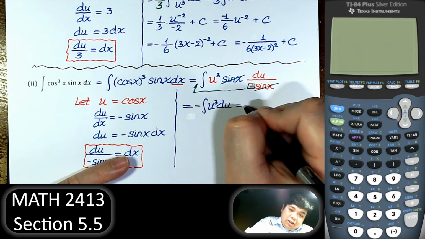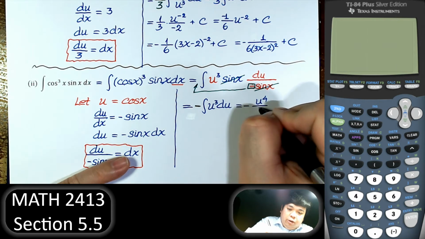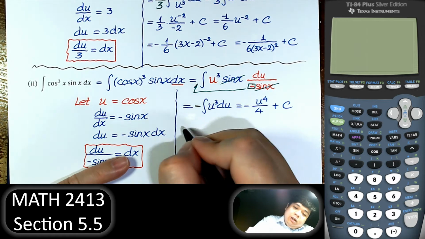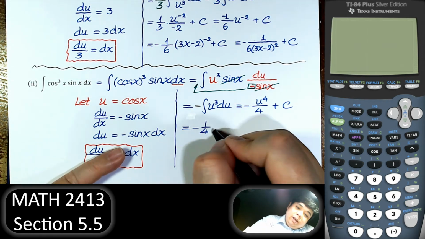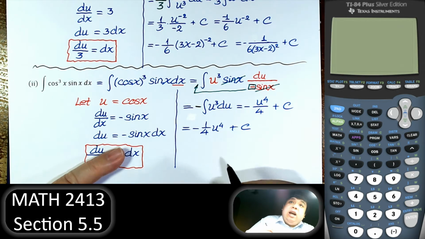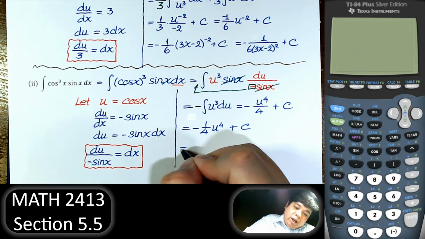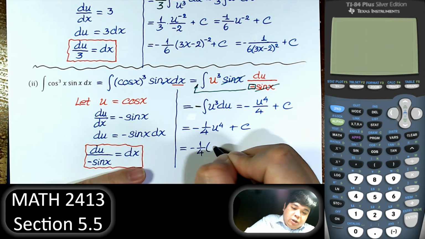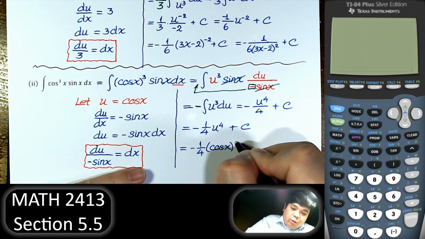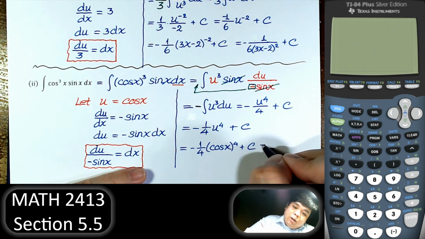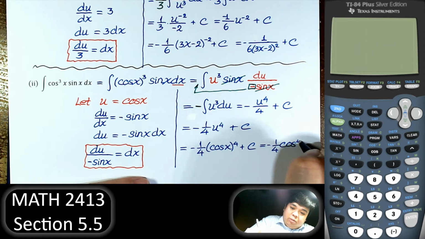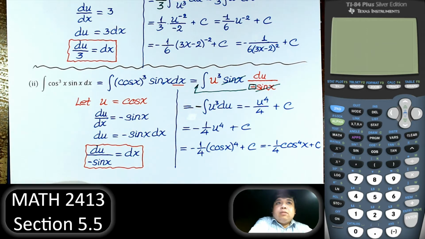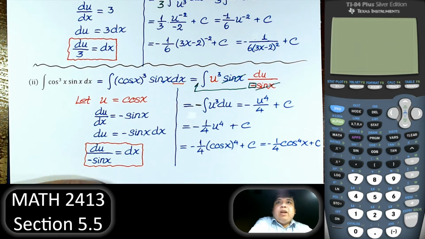The integral of that is u to the 4th over 4 plus c, or like negative divided by 4 is multiplied by 1/4, u to the 4th plus c, and then u is cosine of x, so we have negative 1 over 4 cosine of x to the 4th plus c, or we can write the 4th here, negative 1/4 cosine 4 of x plus c. So that's what we have.